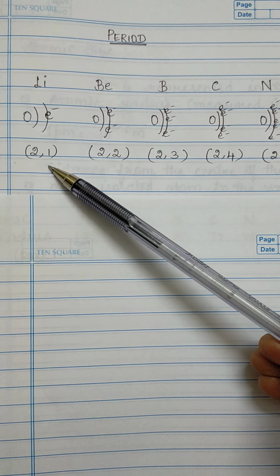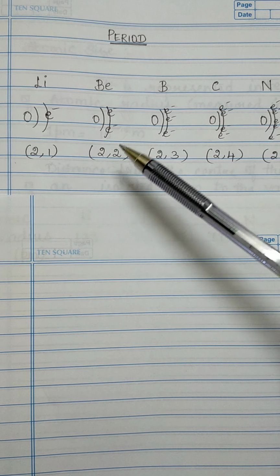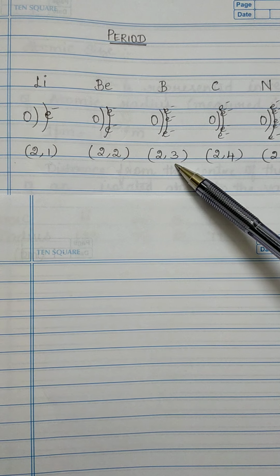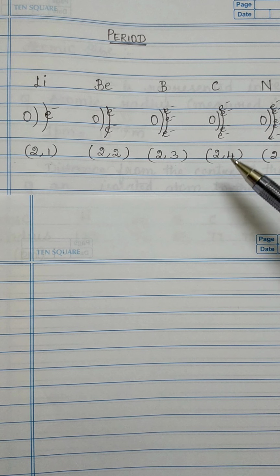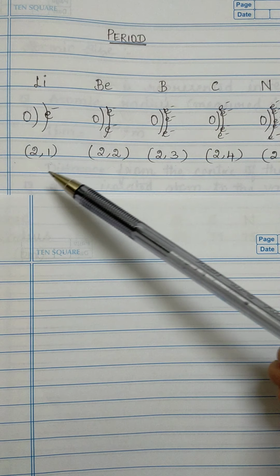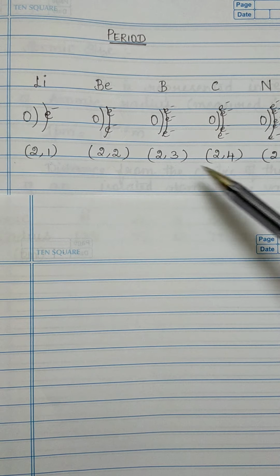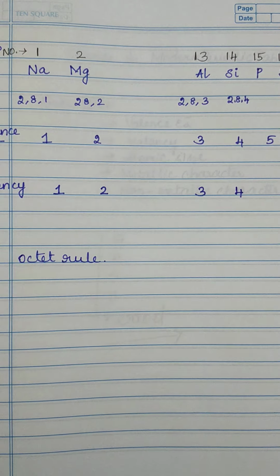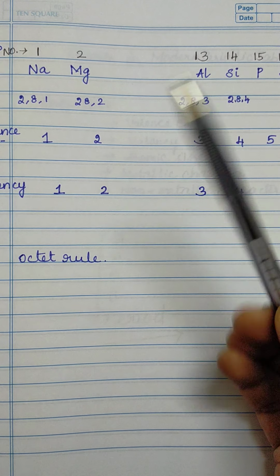This is the first group element, so the valence electron is 1. This is the second group element, so the valence electron is 2. This is the 13th group element, so the valence electron is 3, then 4 and 5. So the valence electron keeps on increasing as I move from left to right in the period. This is one such example.